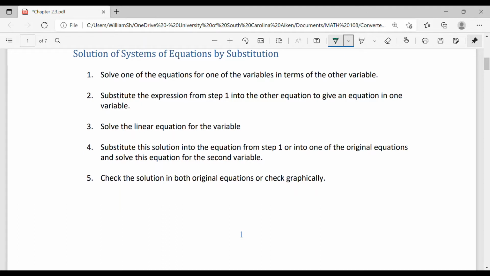Step 1, we're going to solve one of the equations for one of the variables in terms of the other variable. The very first example we did, it was already solved out for us. Step 2, we're going to substitute the expression from step 1 into the other equation to give an equation in one variable. Step 3, we're going to solve the linear equation for the variable. Step 4, we're going to substitute this solution into the equation from step 1 or into one of the original equations and solve this equation for the second variable. And step 5, we're going to check the solution in both original equations or check it graphically.